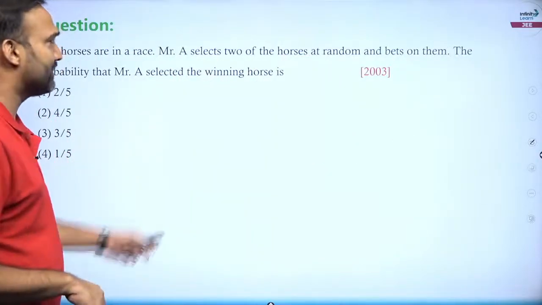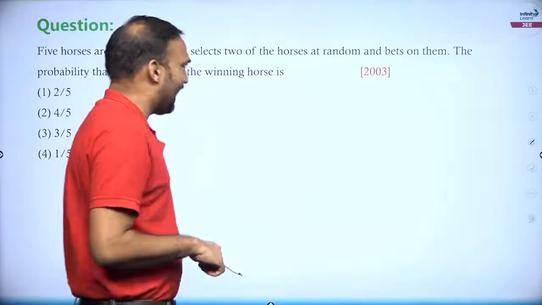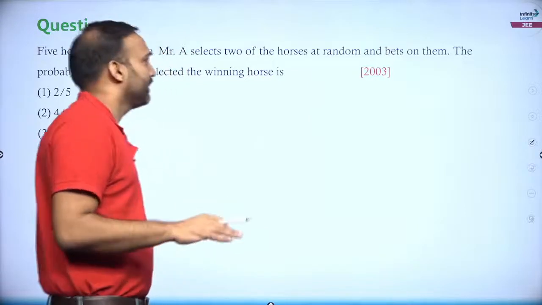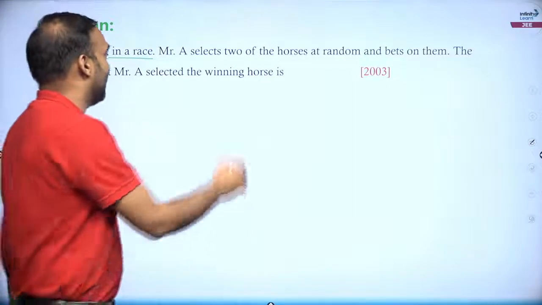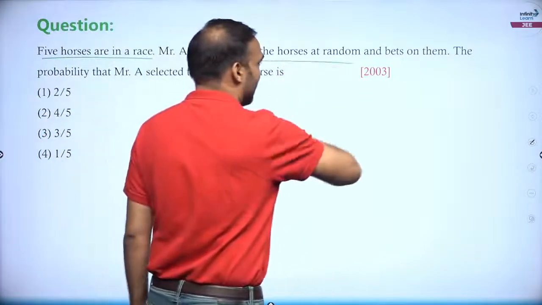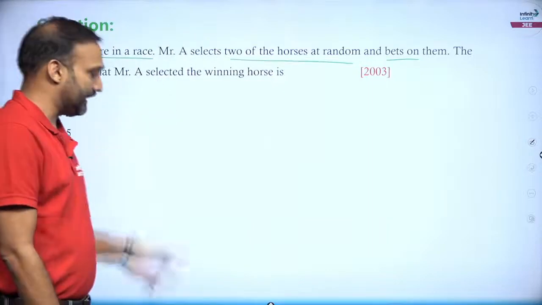Okay, so the next example is way back. I don't know whether you guys were born in 2003 or not. I think you were born in 2003, right? Anyways, so 5 horses are there in the race. Mr. A selects 2 of the horses at random and bets on them. The probability that Mr. A selected the winning horse.